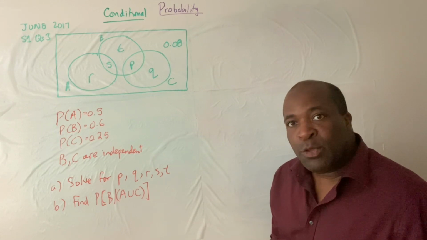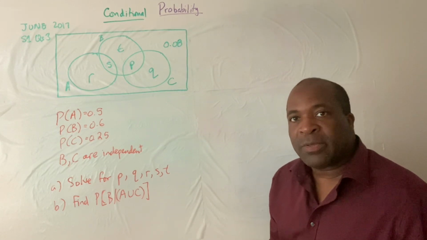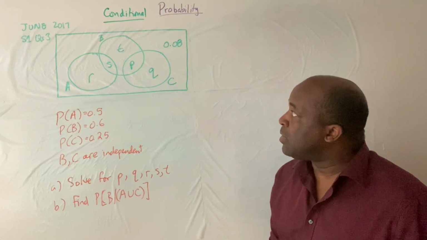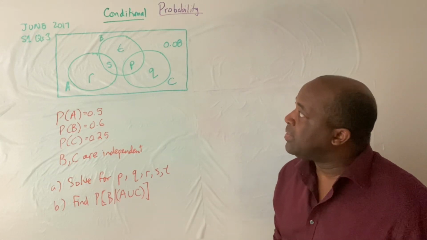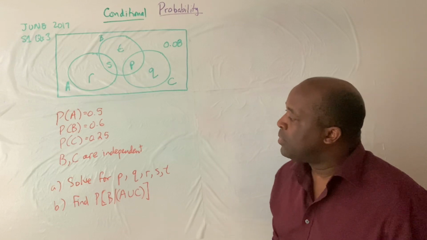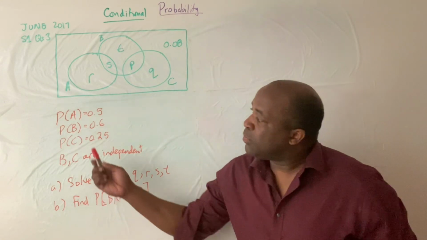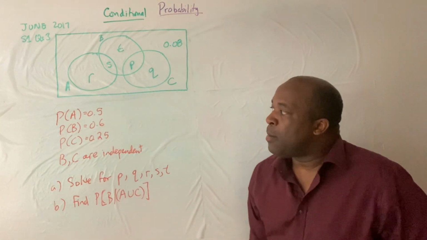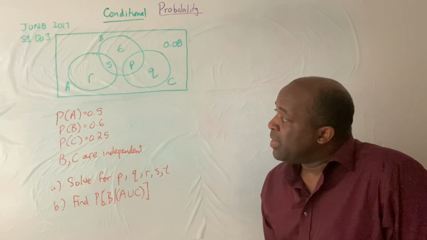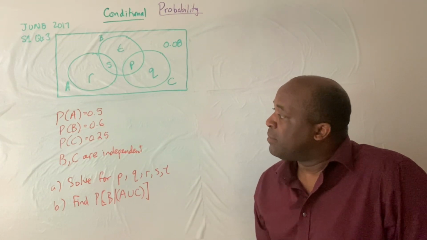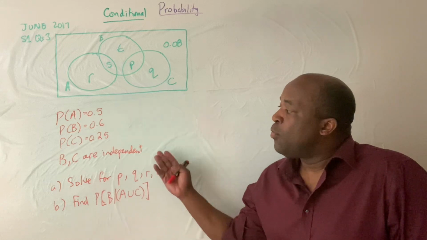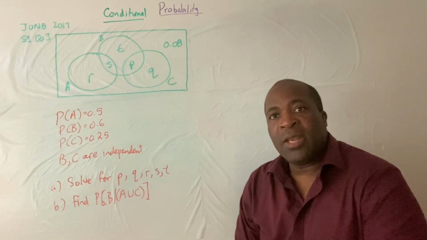So we need to use that information and the properties of probability in order to solve for the unknown values R, S, T, P, and Q. All right, so let's have a go. So we're told that the probability of A is 0.5, the probability of B is 0.6, and the probability of C is 0.25. We're also told that B and C are independent.